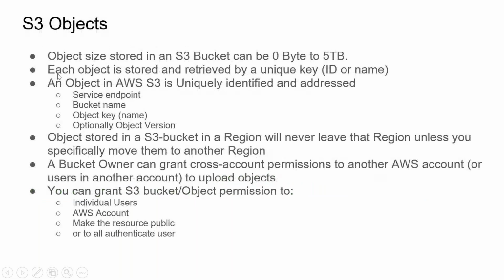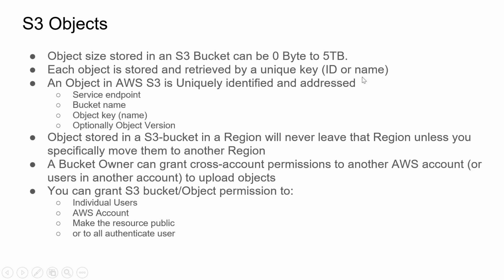Object size stored in an S3 bucket can be 0 bytes. That means you don't need to upload any file; you can create the bucket without uploading anything, it's not required. The maximum you can upload is 5 terabytes. Each object is stored and retrieved by a unique key ID or name.